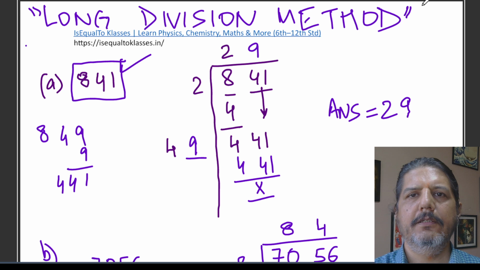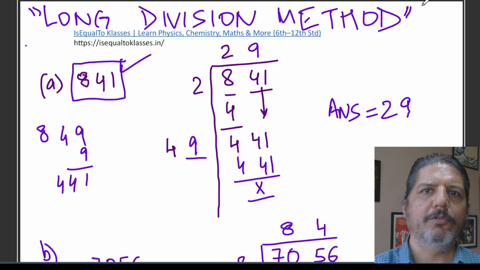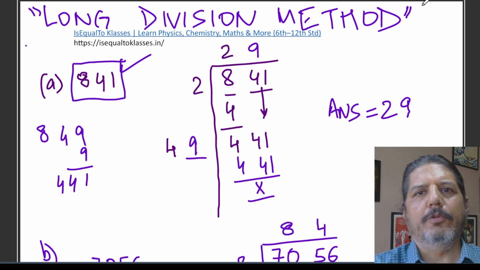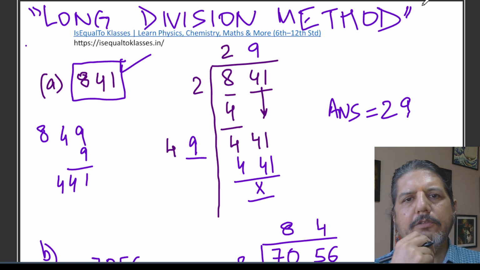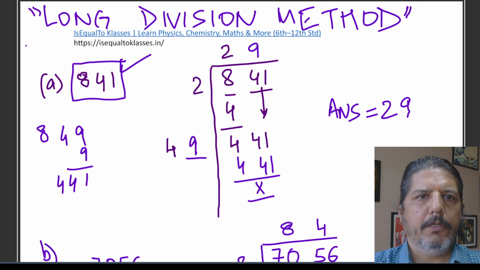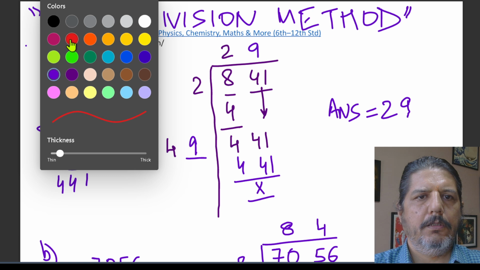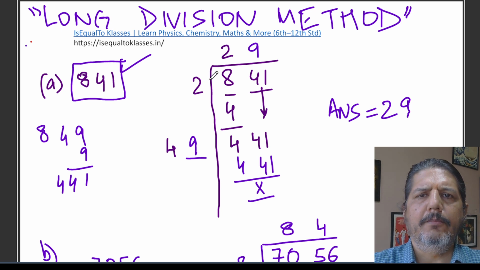You can find the square root of 841 using prime factorization also. That is not an issue. And of course, you can find it by using a calculator also. But if they have mentioned that you have to find the square root by long division method, then this is what is used. So just see how I solve this question. We'll see a few examples, because the first time it's a bit difficult.